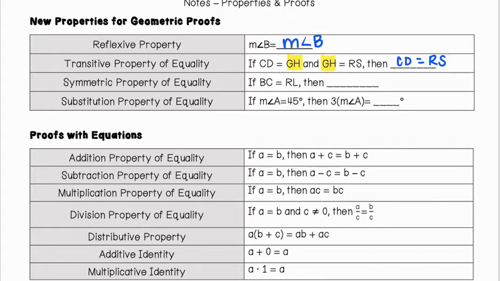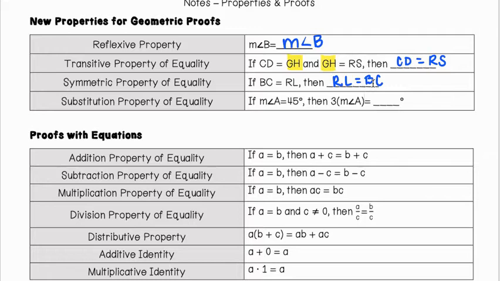Then we have our symmetric property of equality, which tells us that if BC equals RL, then we can also rewrite that same equation as RL equals BC. The order of an equation does not matter because of the symmetric property of equality.